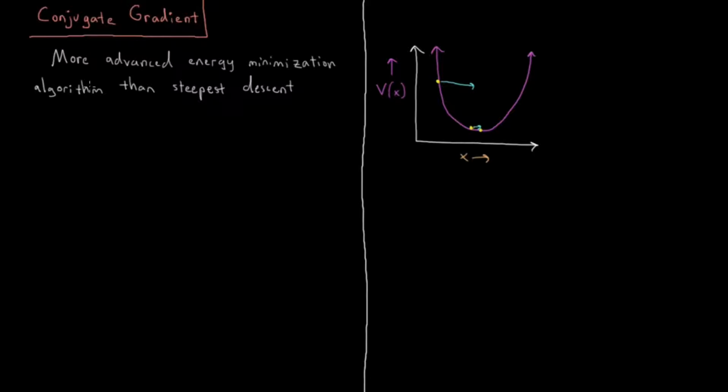So we discussed previously steepest descent, which is the simplest or most naive method of going about finding where these minimum energy structures are. And conjugate gradient is a slightly more advanced energy minimization algorithm than that. The key difference is that conjugate gradient is going to take into account, in some effect, the step history in order to accelerate the convergence of our optimization.